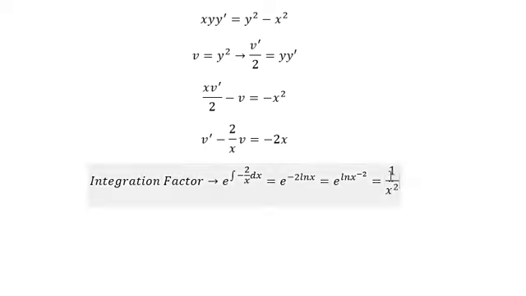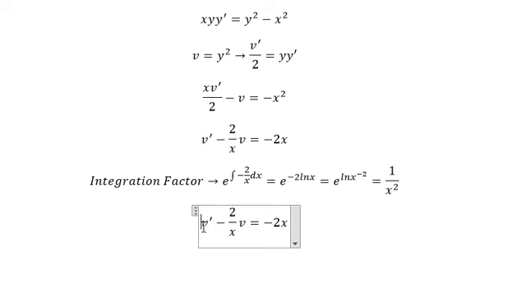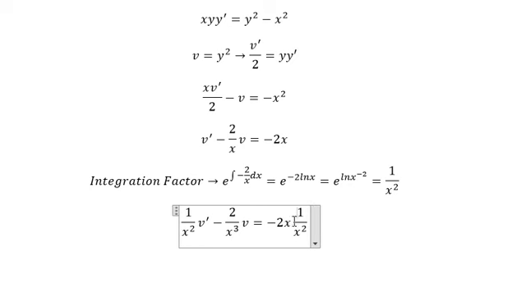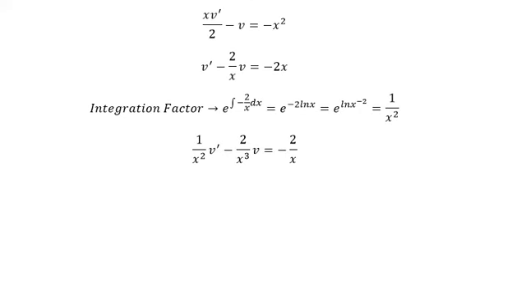That means we multiply both sides by this one. So this one you get 2 over s to the power of 3. This one we get 2 over s. Next, we take the integral of both sides.